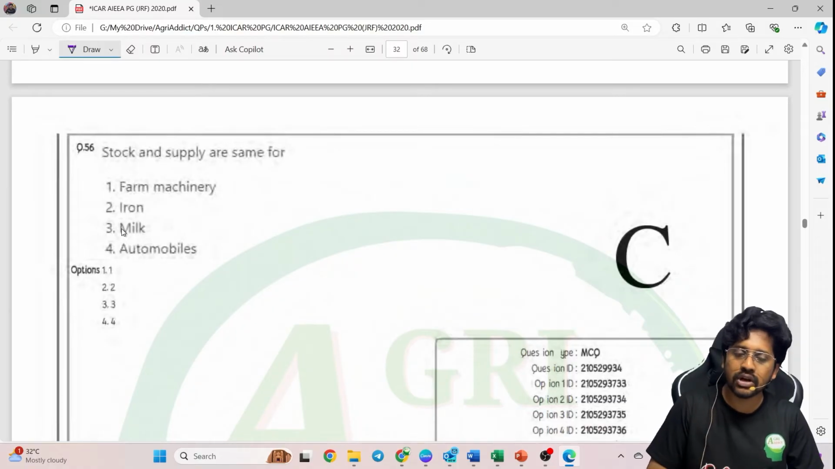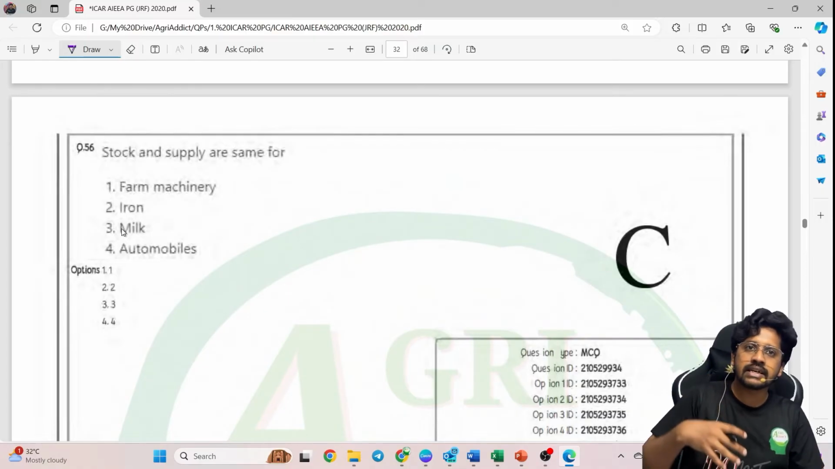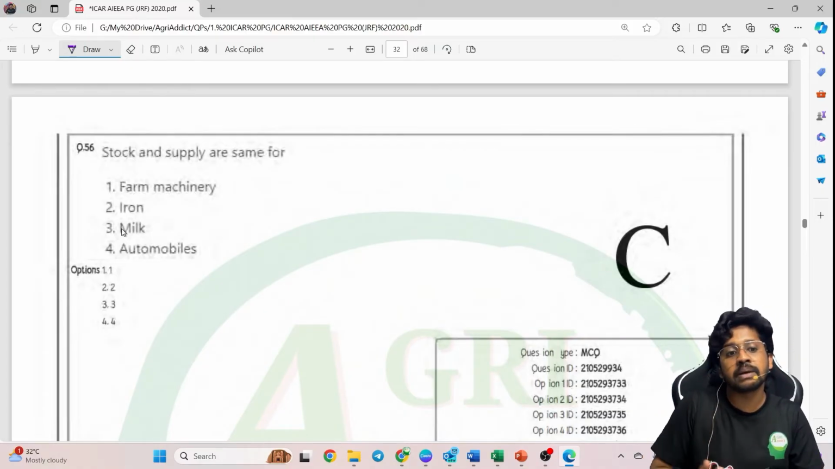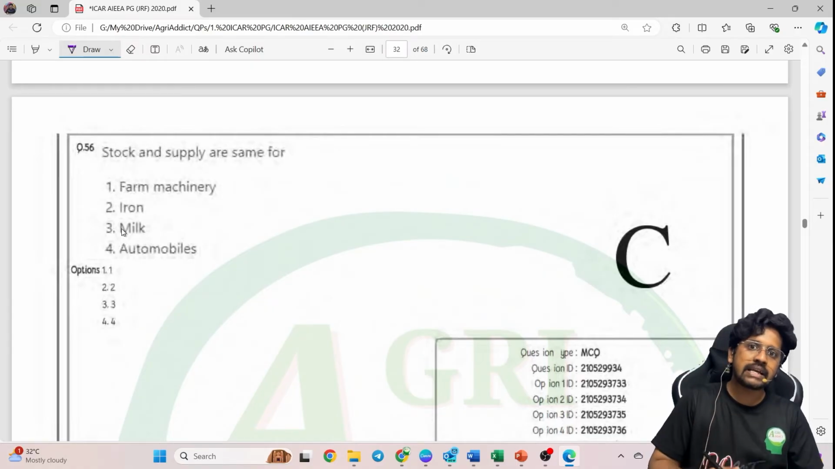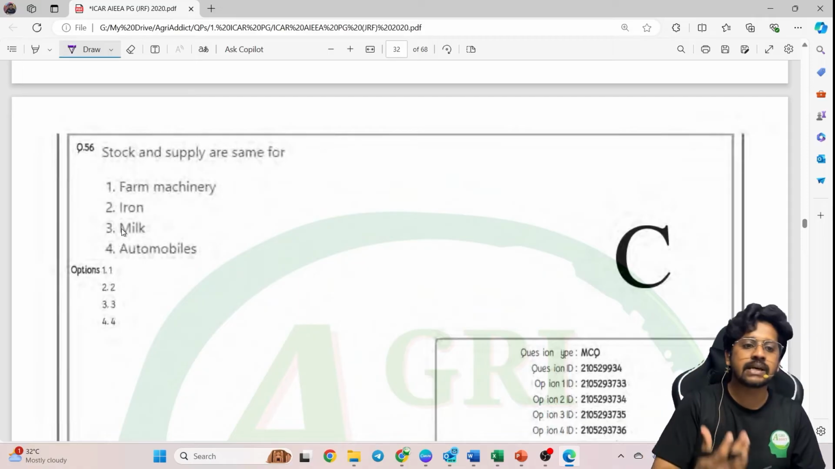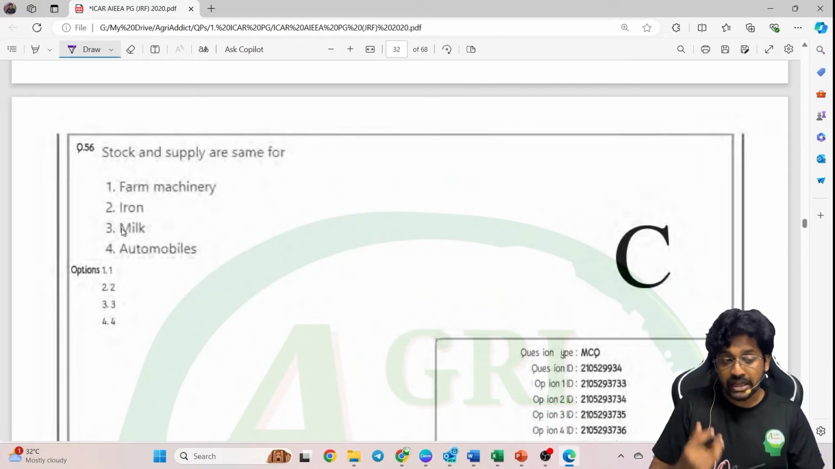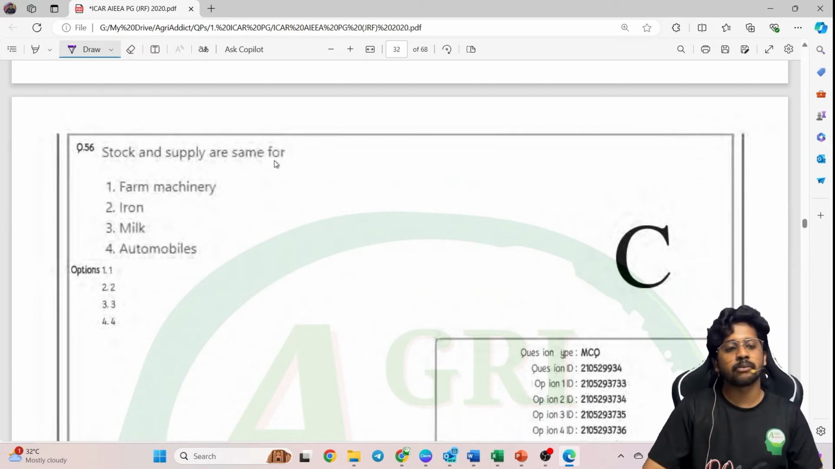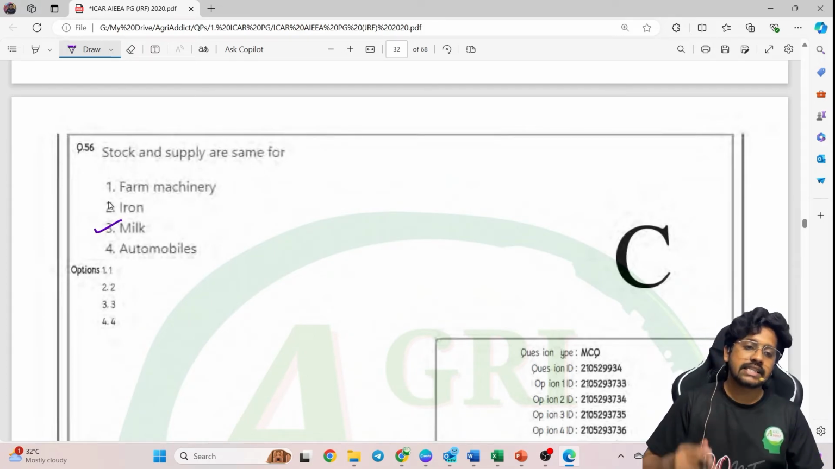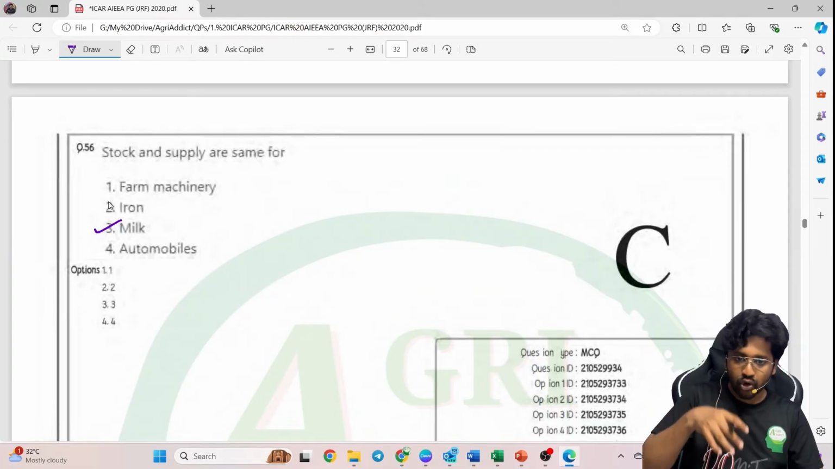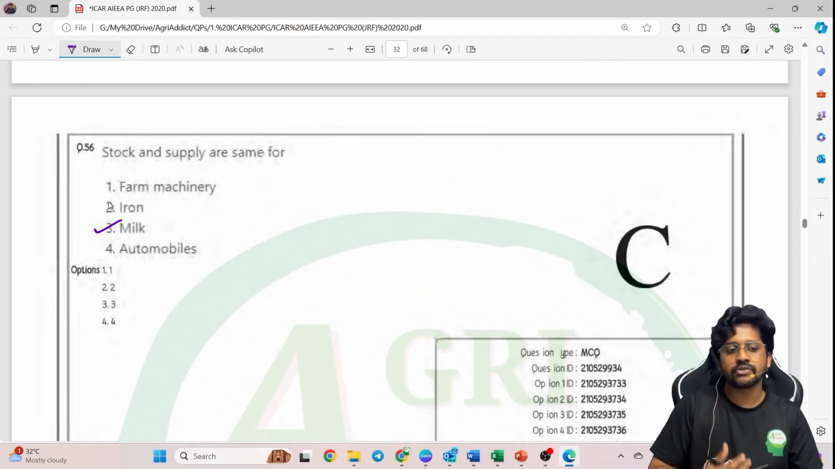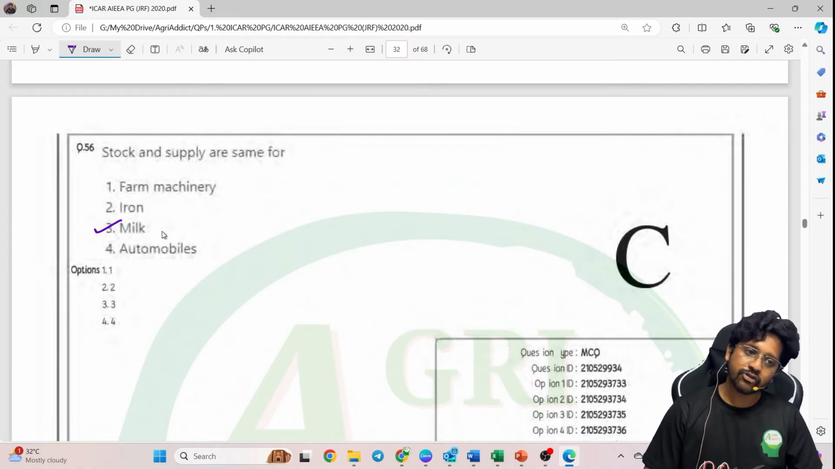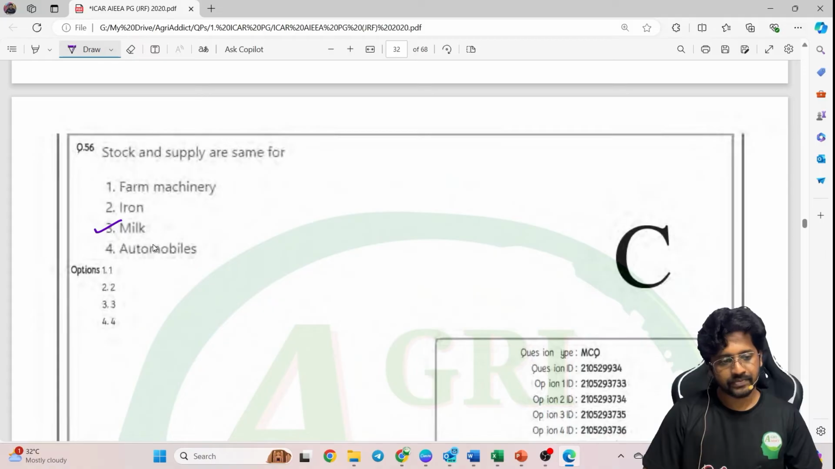What is actually stock? Stock is nothing but the amount of the commodity which can be made available to the market, and the supply is what proportion of the stock has actually been supplied to the market, right? In the case of perishable commodities, the stock and supply will be the same. So therefore here the perishable commodity is milk, and since we cannot store the stock for indefinite time, we have to convert it as soon as possible to the supply. So in the case of milk, stock and supply will be same.